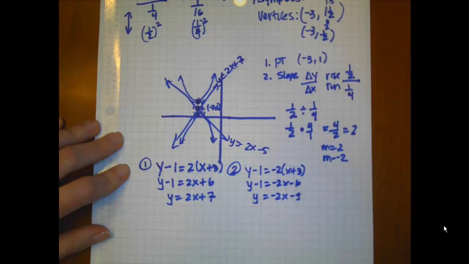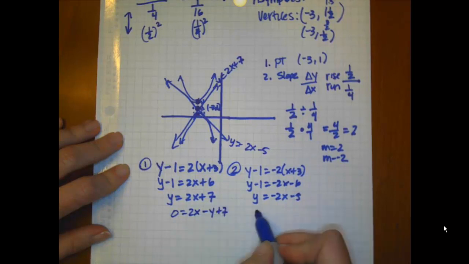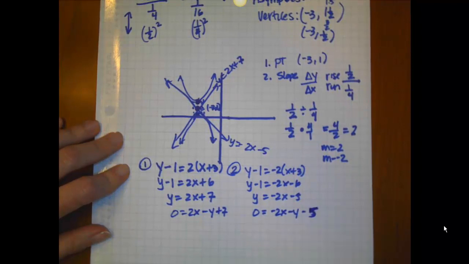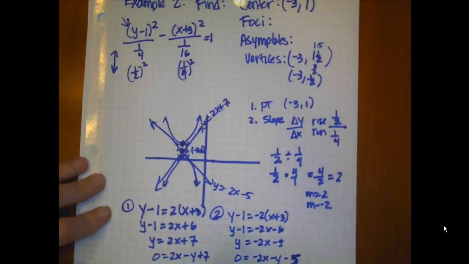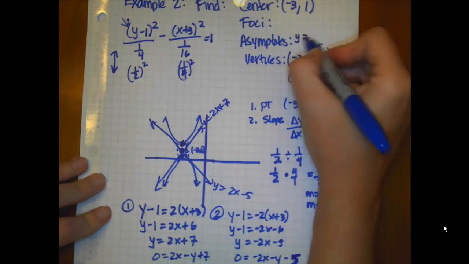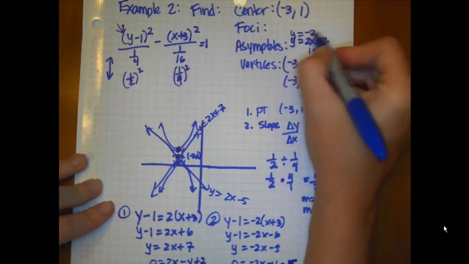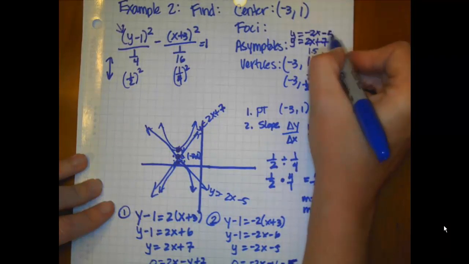Okay. Bob might do something kind of weird. He might write it as 0 equals 2x minus y plus 7. And if he does, just know that you can convert however you need to. His standard form is a little bit different than ours for whatever reason. So our equations of our asymptotes then are y equals 2x plus 7 and y equals negative 2x minus 5.